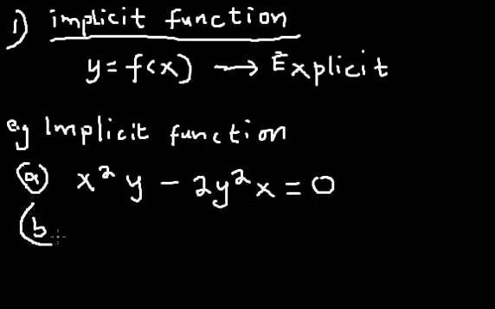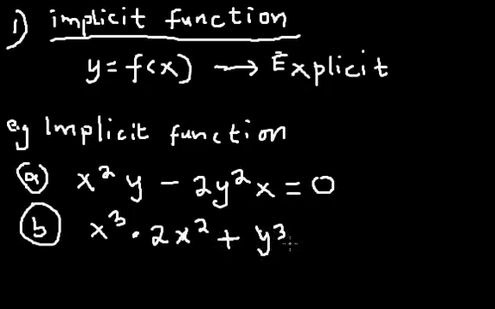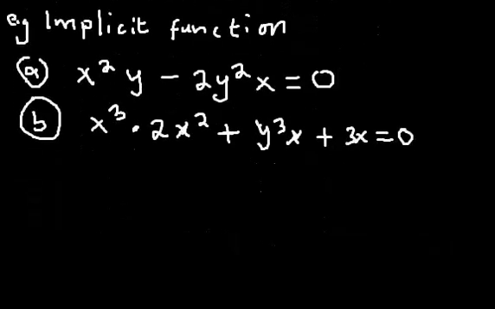Now let's look at b. Let's look at a situation where you have x cubed, 2x squared, minus y cubed, plus y cubed x, plus 3x equal to 0. So this is just another example of an implicit function.